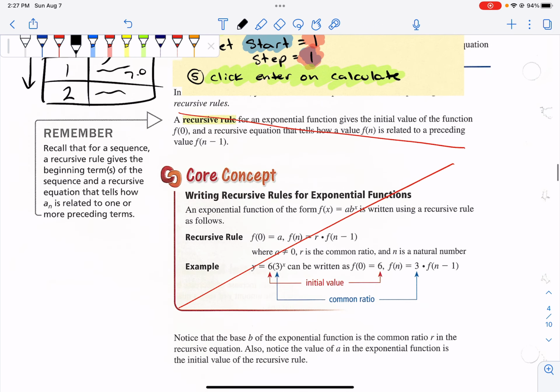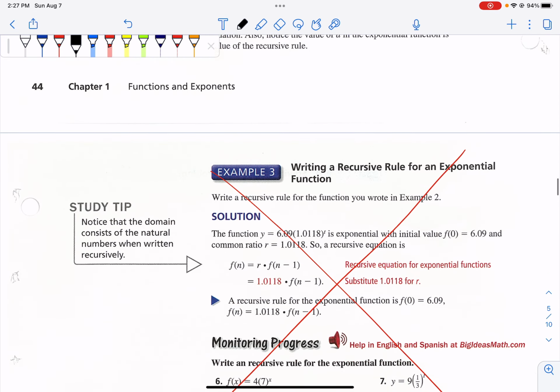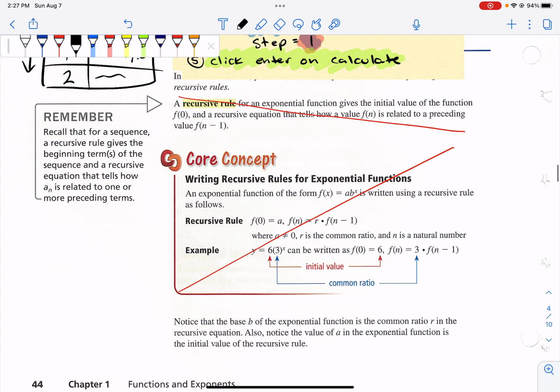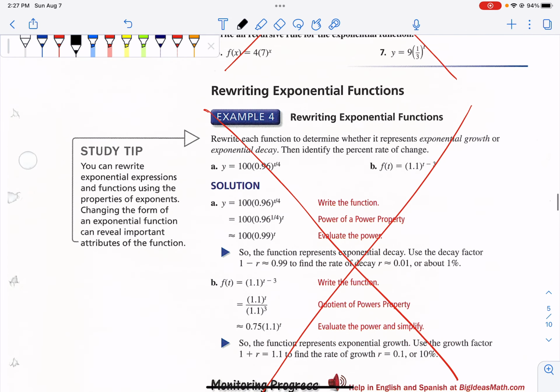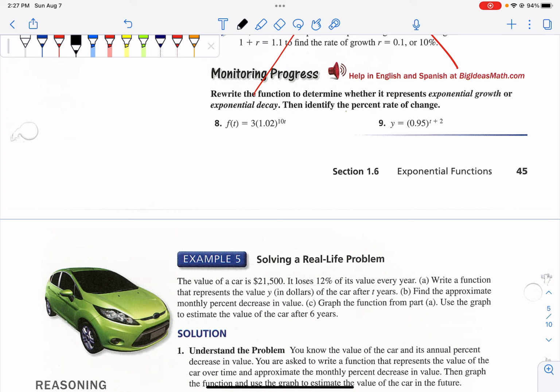All right, recursive rules. We're not doing recursive rules. We're skipping that one. So ignore all of that. Don't cross it out in your book. Just ignore it, skip it. Example 3, ignore it, skip it. Example 4, ignore it, skip it. I'm way too nice.